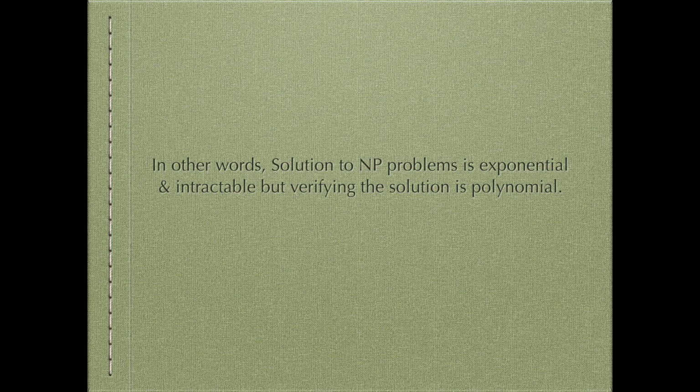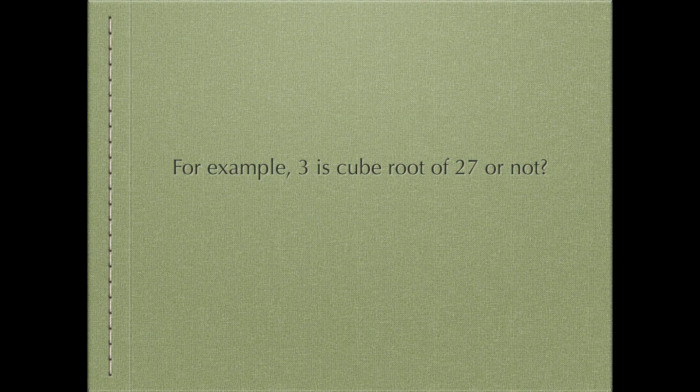But if I give you two numbers and ask whether number 1 is a cube root of number 2, like in this example, whether 3 is a cube root of 27 or not, you would simply do 3 multiplied by 3 multiplied by 3, 3 3 is 9, 9 3s are 27. You would say yes, it is. So you can see the difference, right? The solution is not polynomial, it is exponential. But if I ask whether this number is a cube root of 27, then you would be able to determine that in polynomial time. Such types of problems are called NP problems.